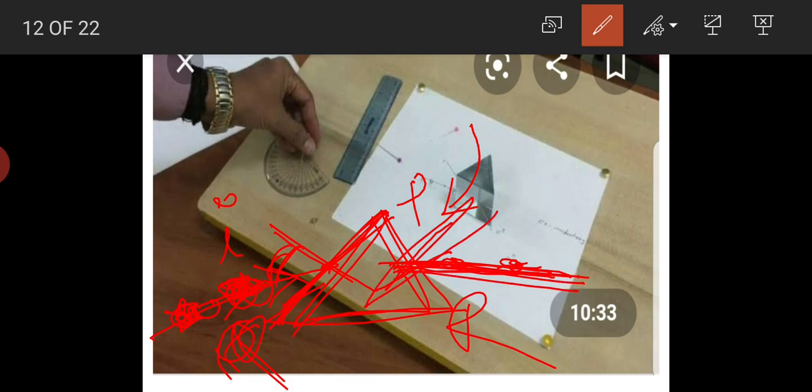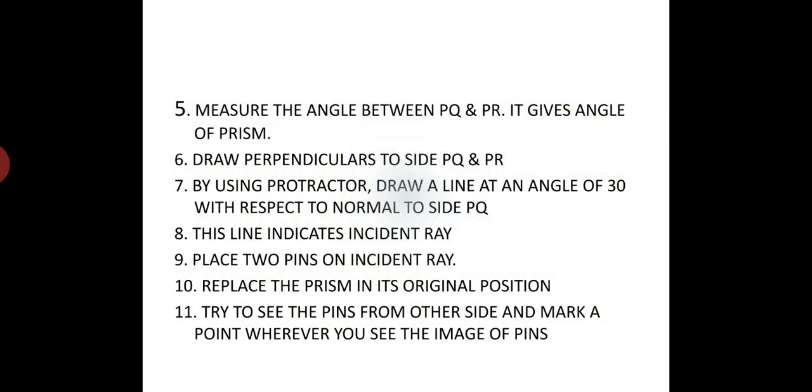This straight line will act as the emergent ray. Measure the angle between the normal and the emergent ray. This angle will be equal to the angle of emergence. Extend the incident ray and emergent ray, and if you measure the angle between the incident ray and the emergent ray, you will get the angle of deviation. Now let us see once again.